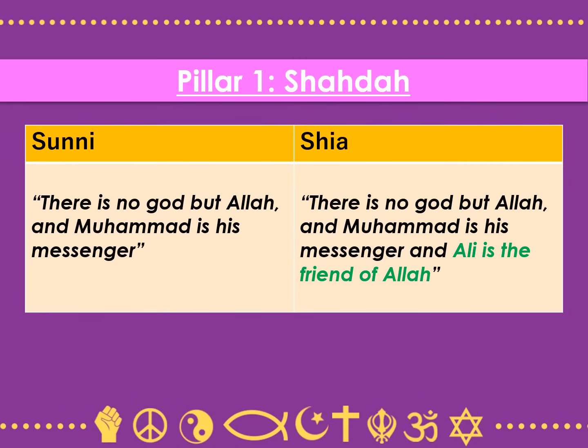Okay, so for Sunni Muslims it is there is no God but Allah and Muhammad is his messenger, and for Shia Muslims it is that there is no God but Allah and Muhammad is his messenger, and Ali is the friend of Allah. So if you flick back through your Islamic belief notes, you will understand who Ali was and why exactly Shia Muslims add him at the end of their Shahada and their declaration of faith.